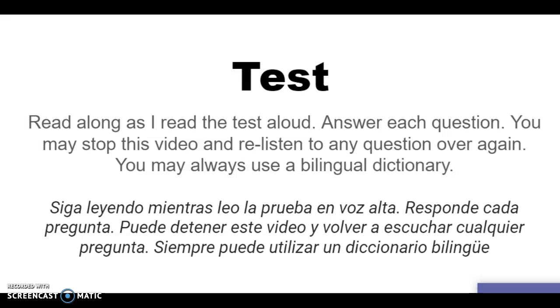The second question, the area around an atom's nucleus where one or more electrons are most likely to be found are called what? Electron cloud, subatomic particles, mass number, or photosphere.